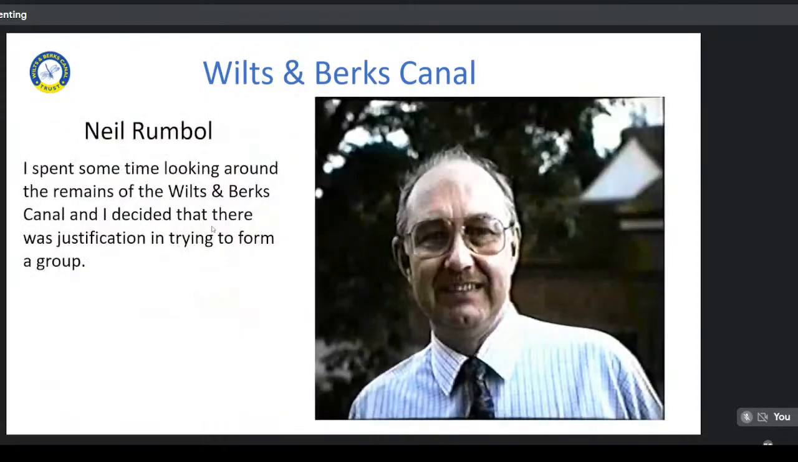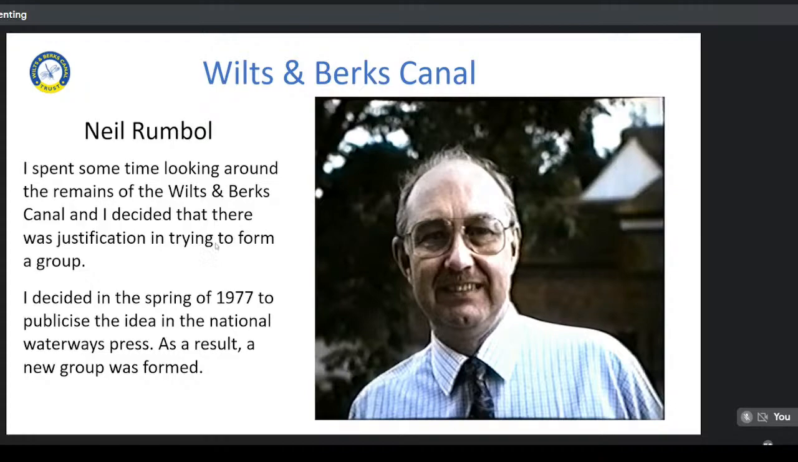So the next important person was Neil Rumbold. In the 1970s, he spent some time exploring the canal, and he reckoned there was justification to form a group. So in spring of 1977, he publicised the idea in the National Waterways Press, and as a result, the Wilts Berks Canal Amenity Group was formed.